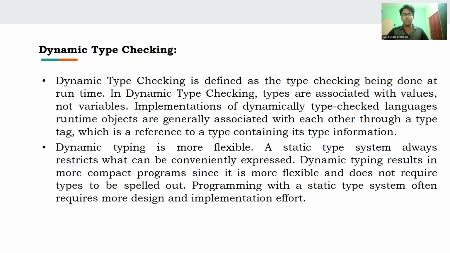Now, moving over to the second type of type checking, which is dynamic type checking. As I've already said before, dynamic type checking is done during runtime. It also associates itself with values, not variables, whereas the preliminary one is based off variables, whereas dynamic one is based off values. Now, implementation of dynamic type check languages are generally associated with each other through a type tag. Type tag is a keyword over here.